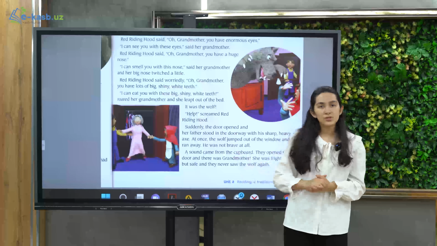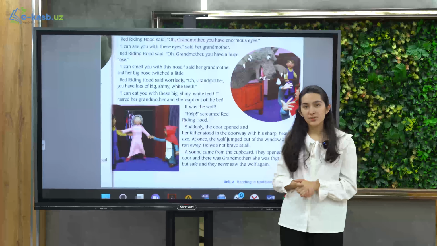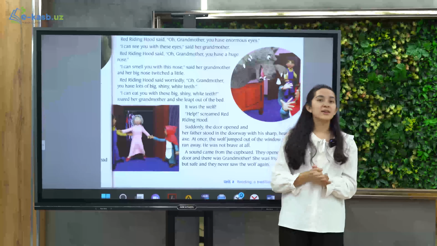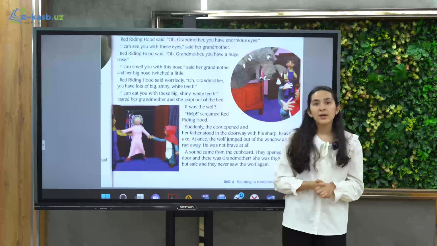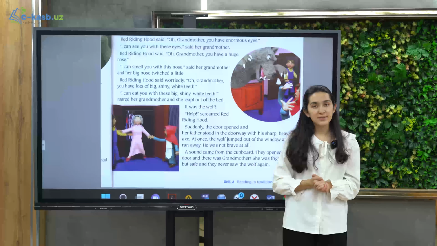She was frightened. What does frightened mean? It means scared, afraid, qo'rqqan, but safe. She was frightened but safe. So frightened means afraid, scared. Also, all of them are synonyms. But safe means she wasn't in danger.